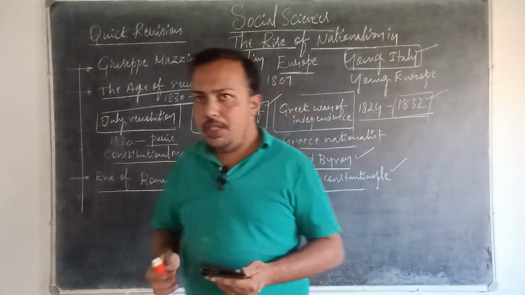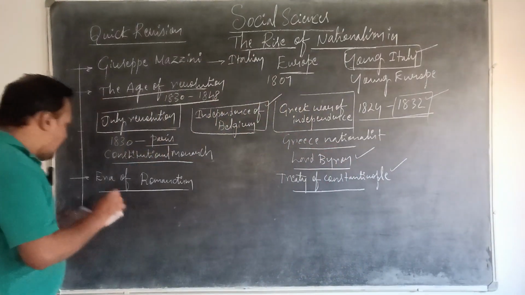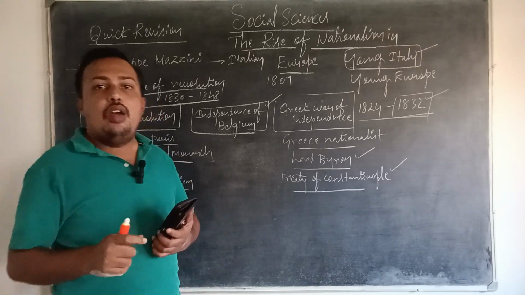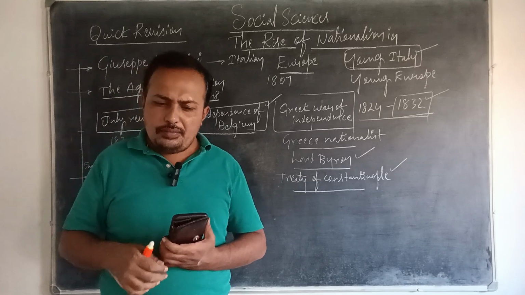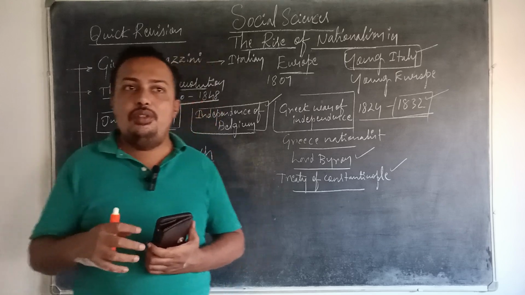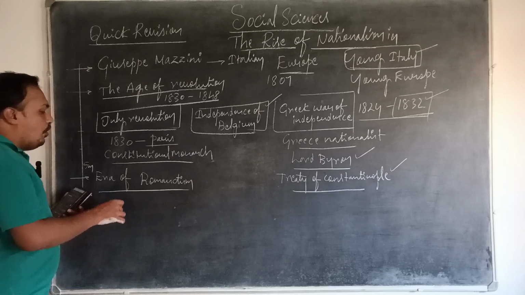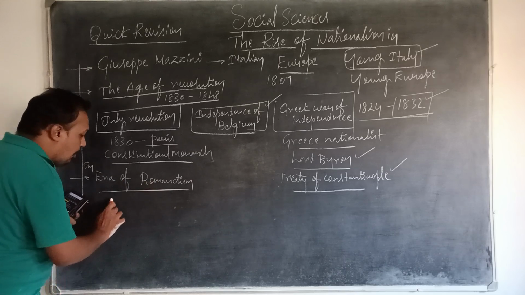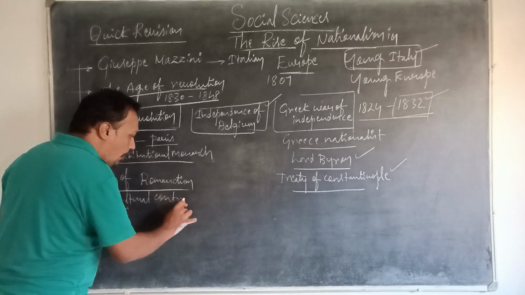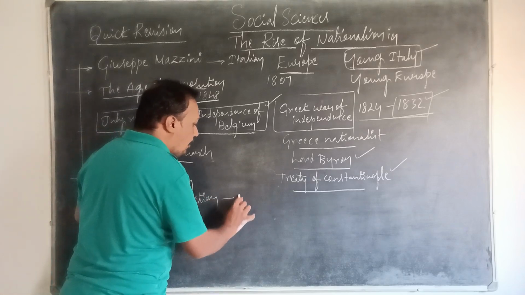Under the age of revolution, the next important topic which can be expected for the 5 marks question is the era of romanticism, or how culture contributed to the evoking of the national spirit. Often this question is asked either for 3 marks or for 5 marks. So knowing about the era of romanticism is very important. The era of romanticism means nothing but cultural contribution for the evoking of nationalism.